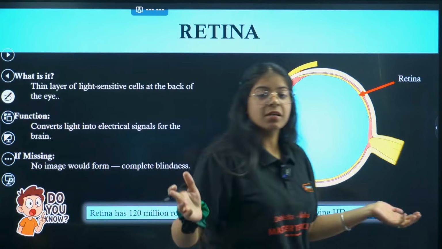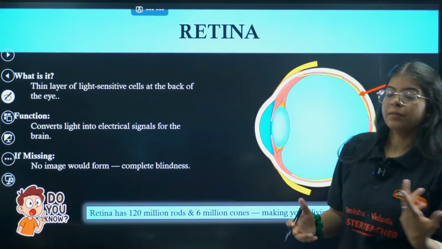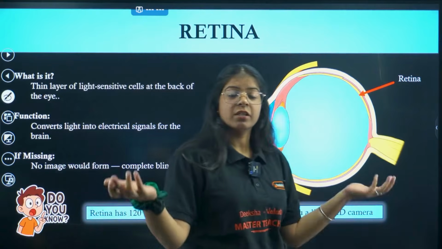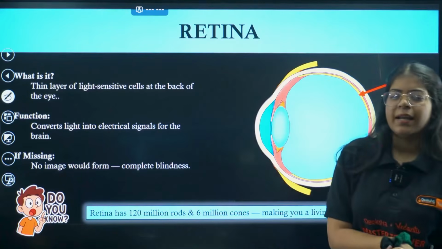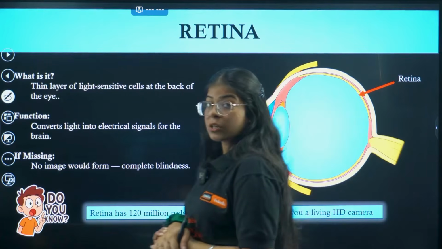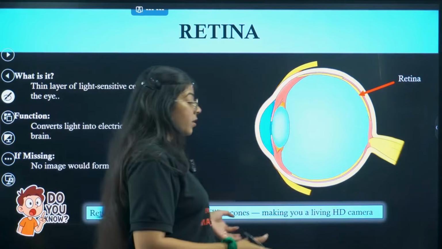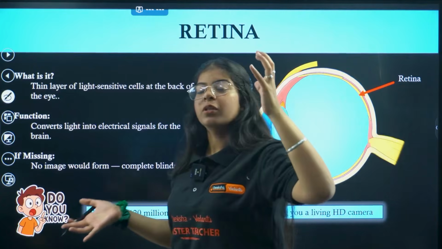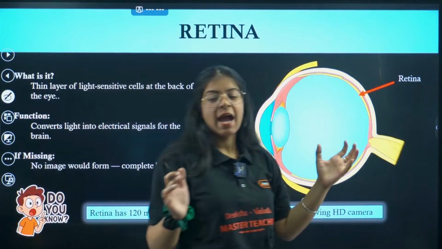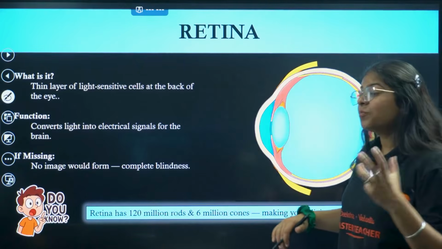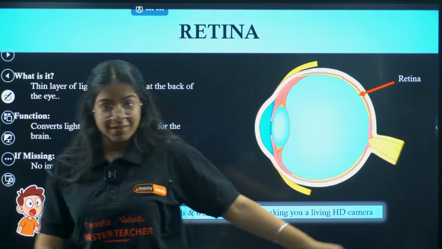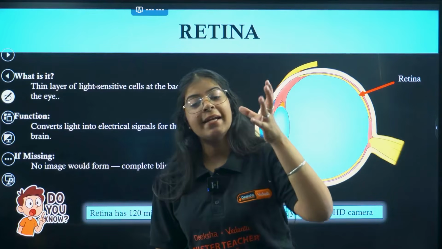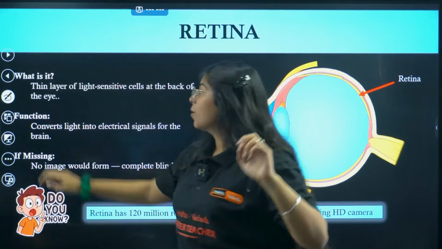Now, what it does is convert light into electrical signals for the brain. If it's missing, no image is formed, there won't be any screen. If there is no screen, the image won't be seen. And the retina has these rods and cones. The retina has 120 million rods and 60 million cones in your small eyeball. These are the babies which help you to see this beautiful world around us. It converts that light into electrical signals for our brain.